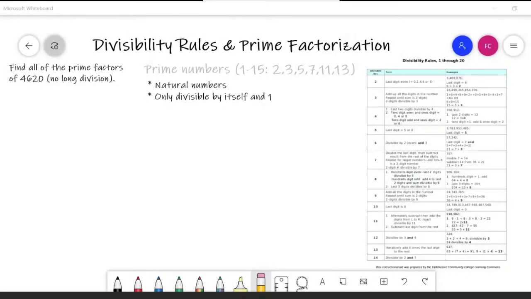Welcome guys to the first session on IB MYP Grade 8 Math. For this lesson we will be going over divisibility rules and prime factorization. So our problem today is on the top left corner of this page.